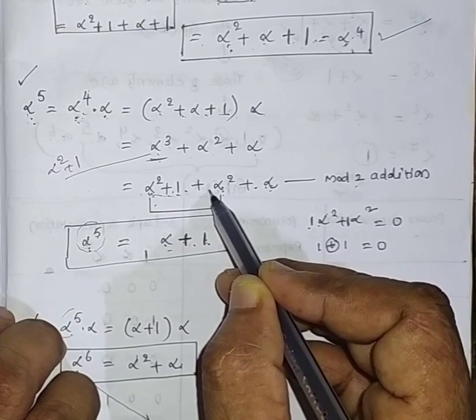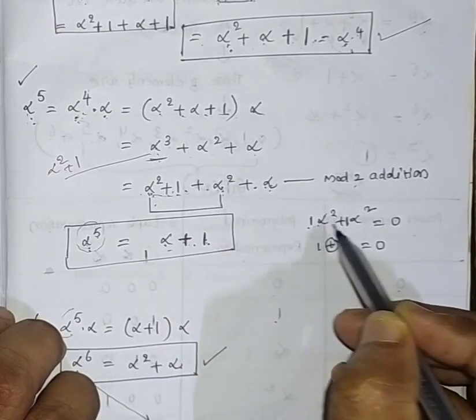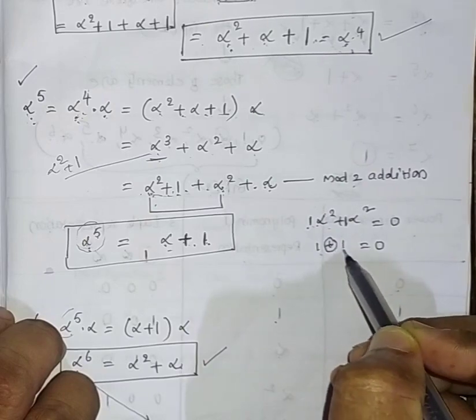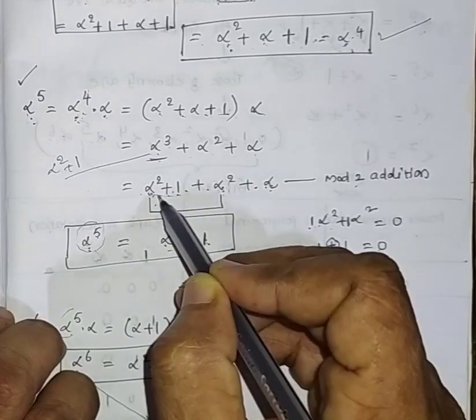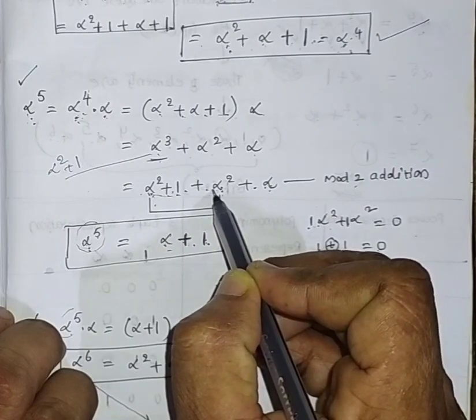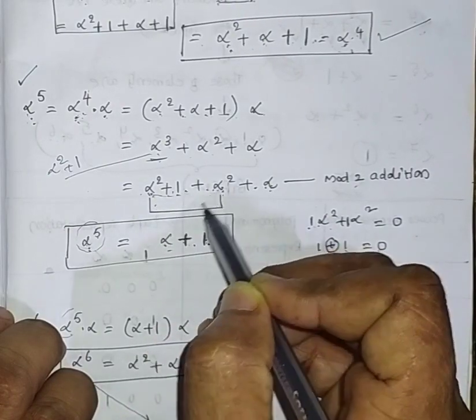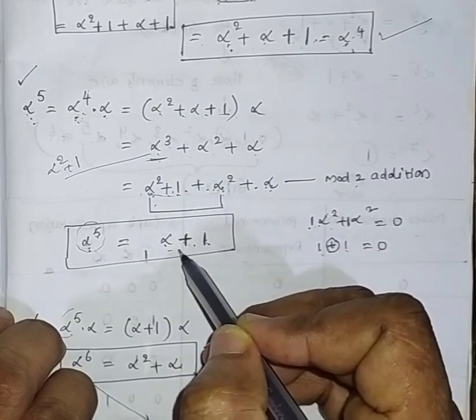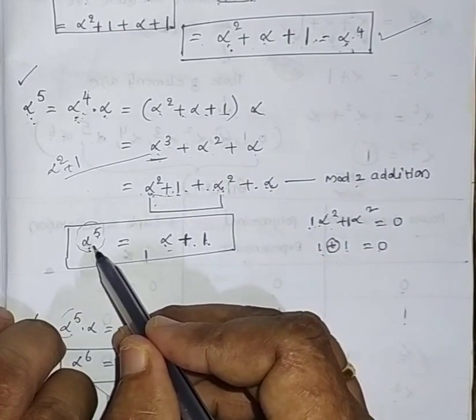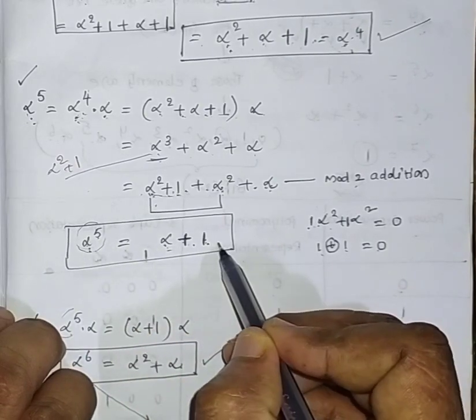What is the coefficient of alpha square? Here it is 1, 1 plus 1. Since it is a modulo 2 addition, 1 XOR 1 is equal to 0. So therefore, alpha square plus alpha square is equal to 0. If alpha square plus alpha square is equal to 0, then the remaining equation is only alpha and term 1. Finally, alpha power 5 is equal to alpha plus 1.